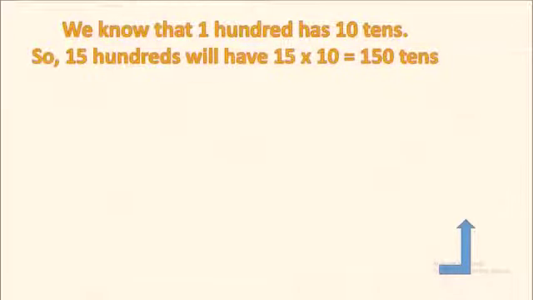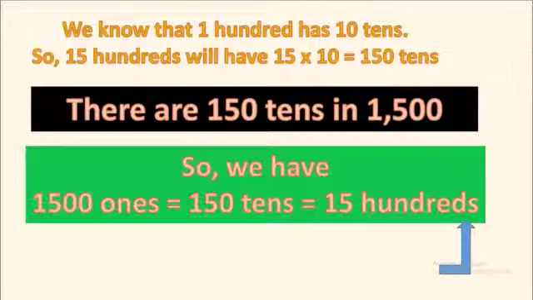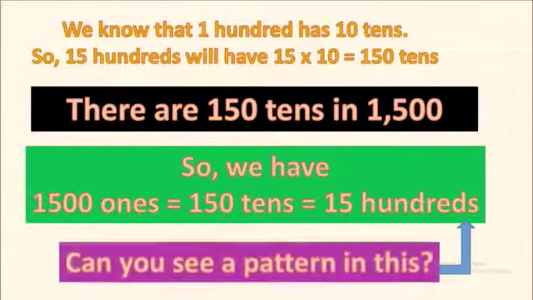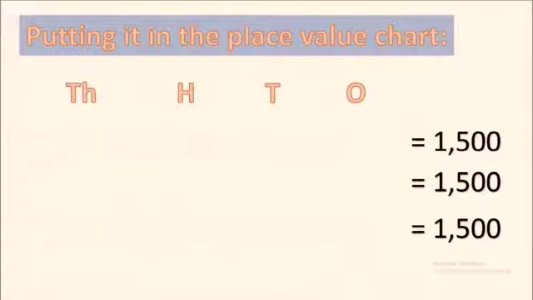We know that 100 has 10 tens. So 15 hundreds will have 15 multiplied by 10. That will be equal to 150 tens. There are 150 tens in 1500. So we have 1500 ones equal to 150 tens equal to 15 hundreds. Can you see a pattern in this? Let's try to understand it better using place value chart.